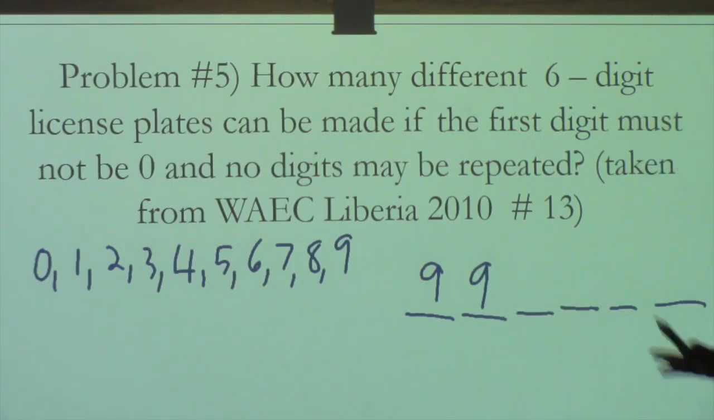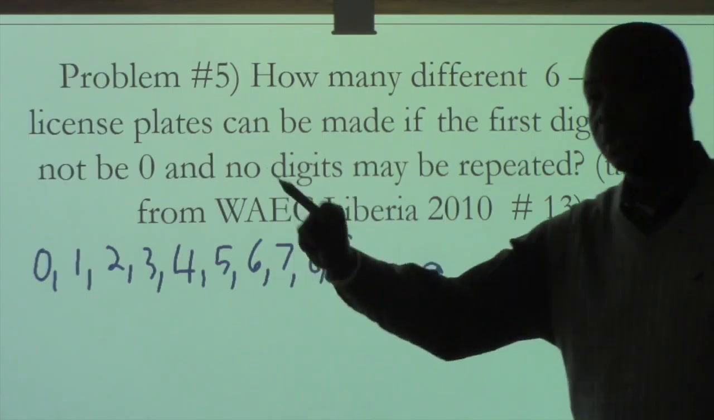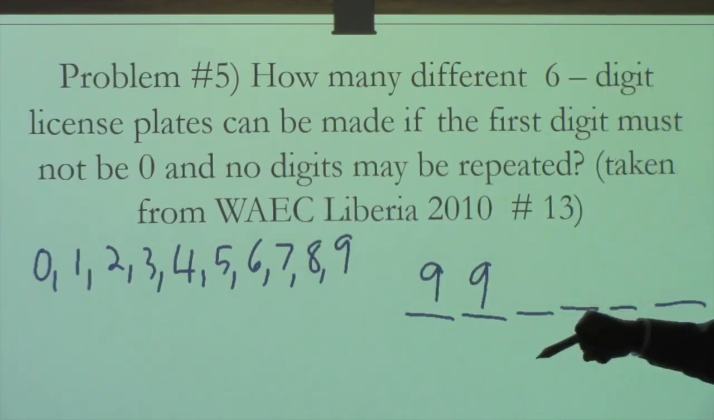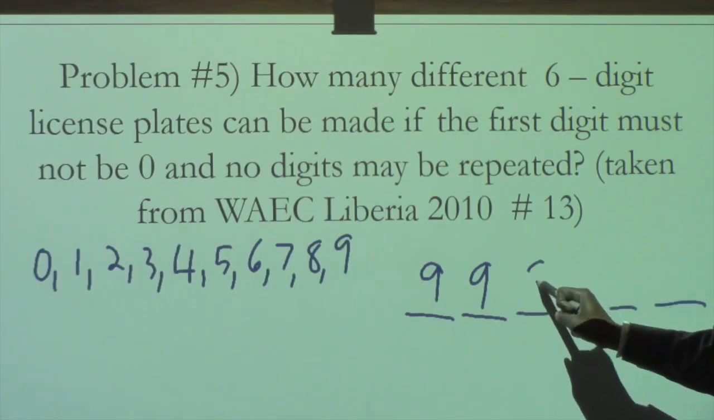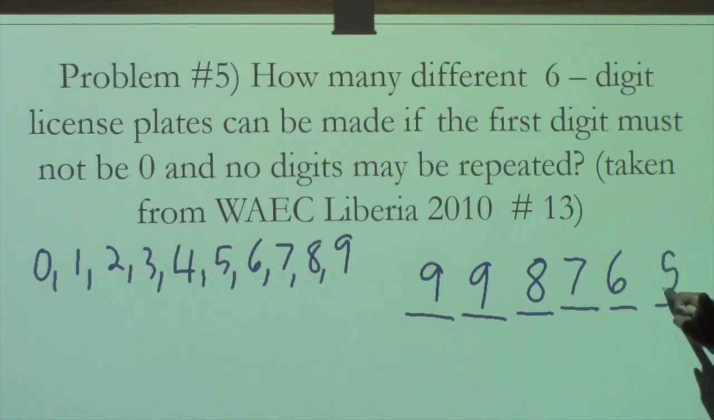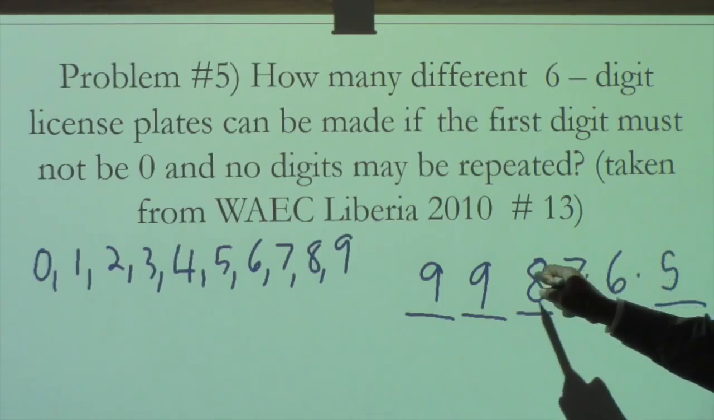9. It could be 0. So that's 9. Now, next one. So 2 slots have already been taken out. So that means you are taking out 2 digits already from here. So how many digits do you have left? 8. So this part will be occupied by any of those 8, then 7, then 6, and then 5. So you find the product here, here, here, here.